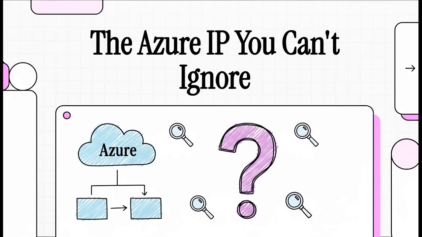All right, let's talk about something that if you work with Azure, you have definitely seen. It's a single, mysterious IP address that just seems to be everywhere. We're going to find out what it is, and more importantly, why you really can't ignore it.